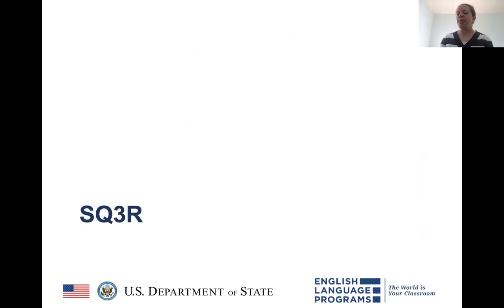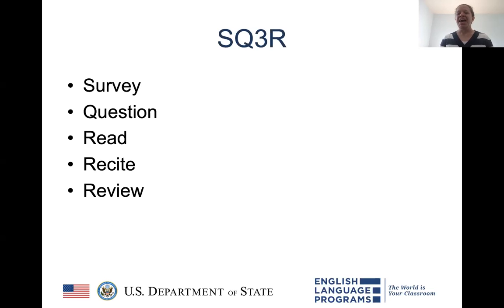To give you an example of what a lesson might look like, I now want to walk you through a reading lesson using the strategy SQ3R. SQ3R stands for survey, question, read, recite, and review. We'll go through each of these steps together. First, everyone needs a reading passage. You should have the passage, A History of Halloween.